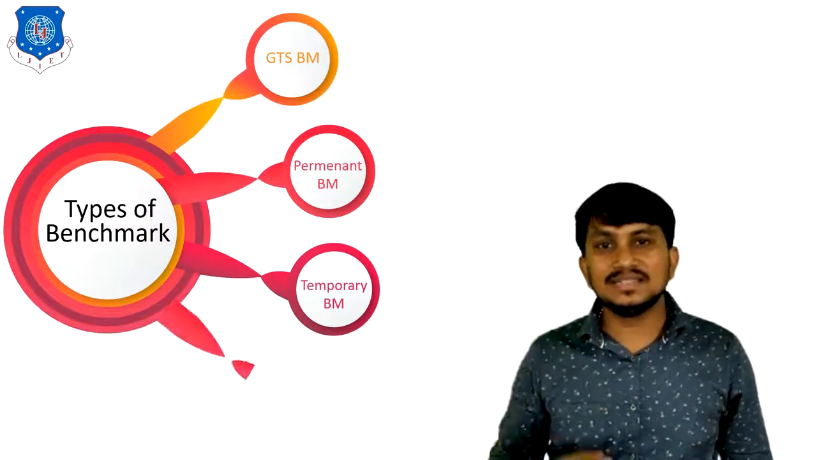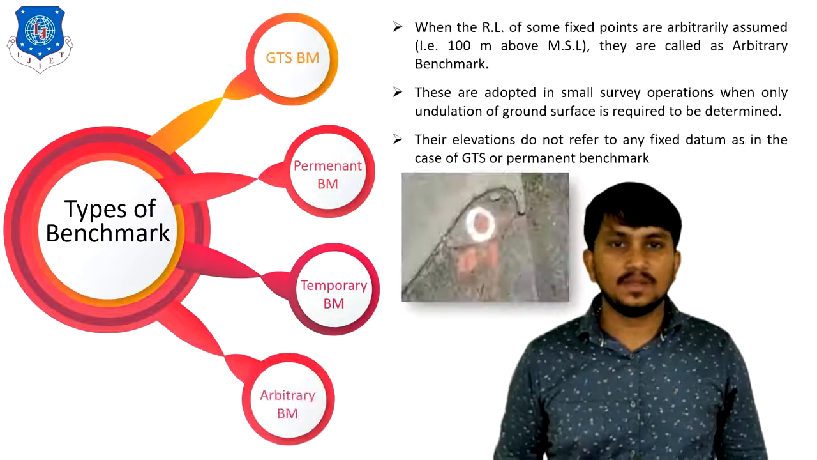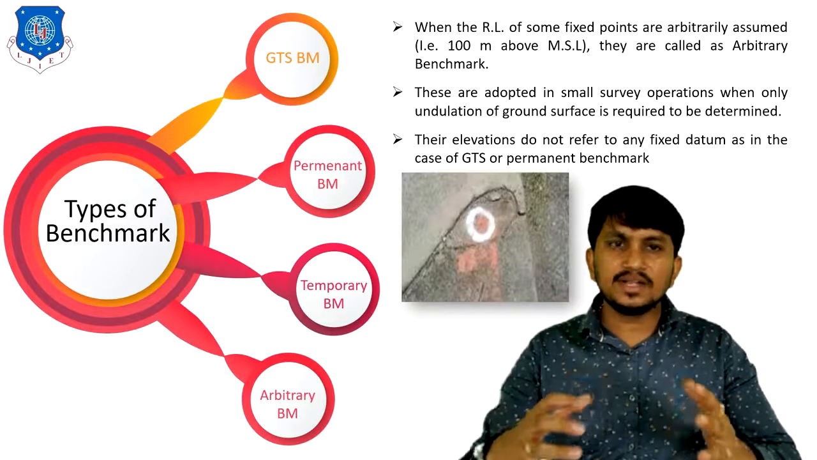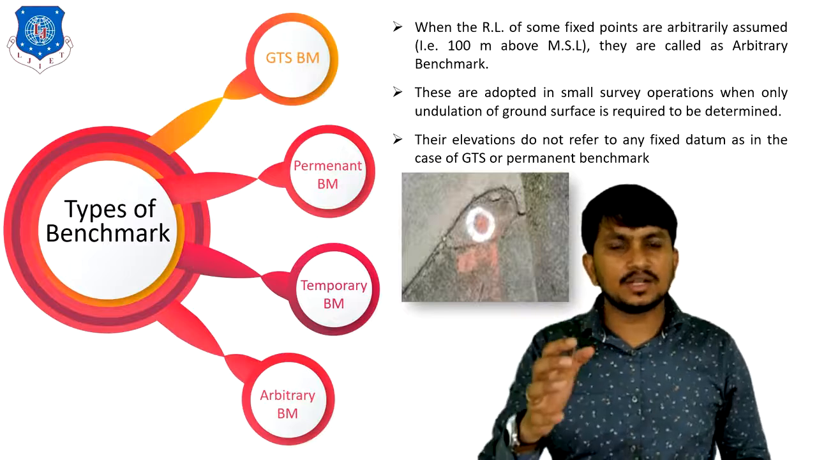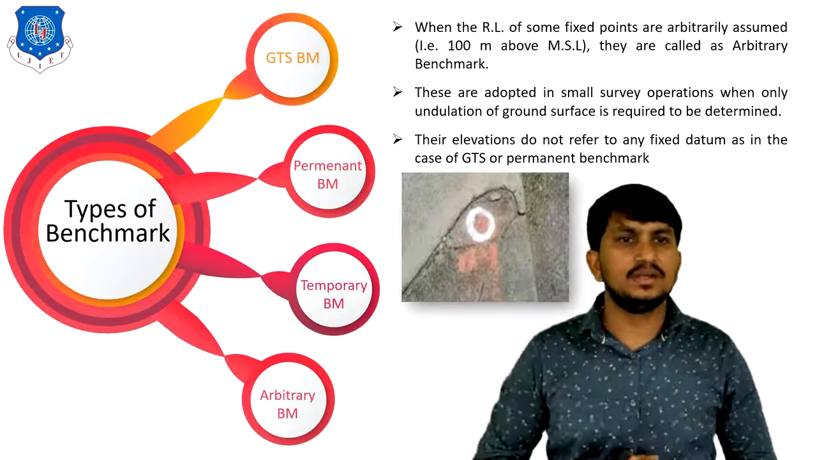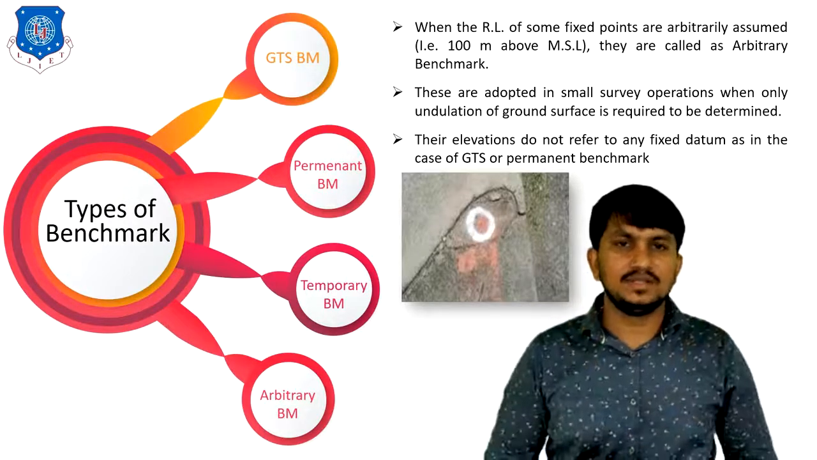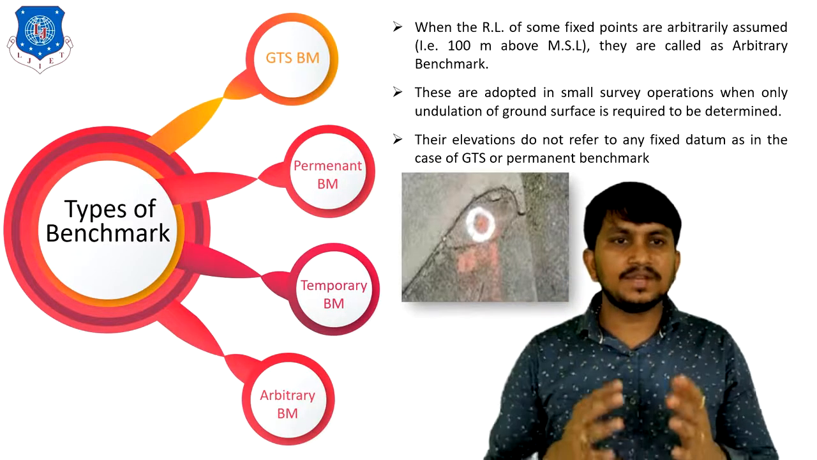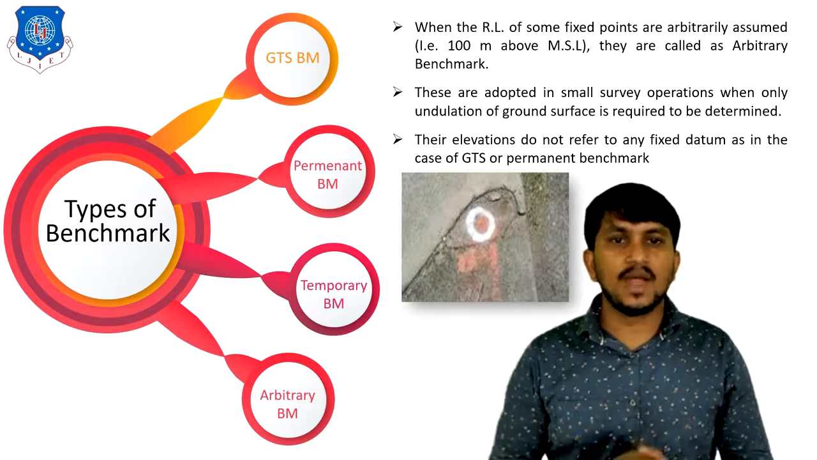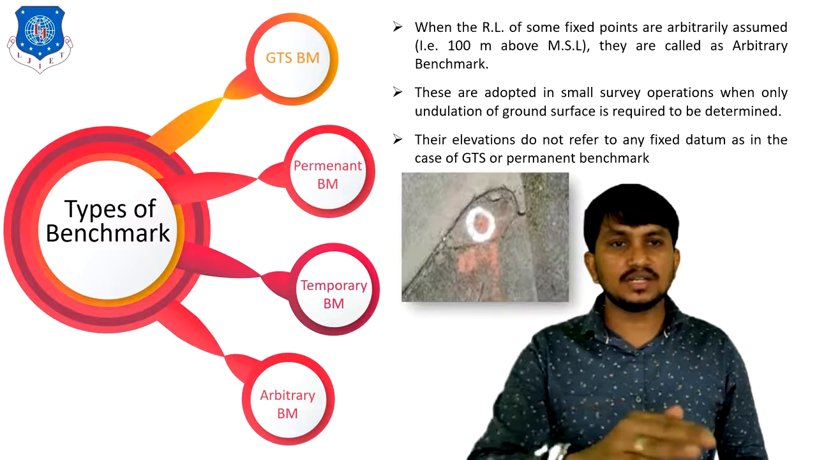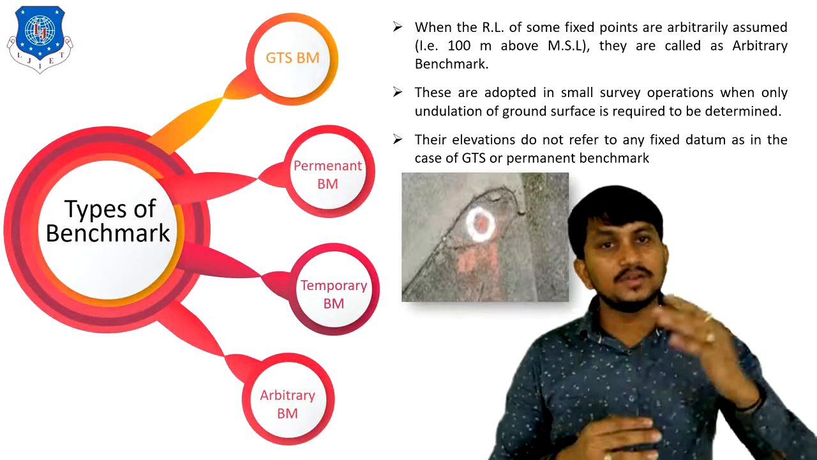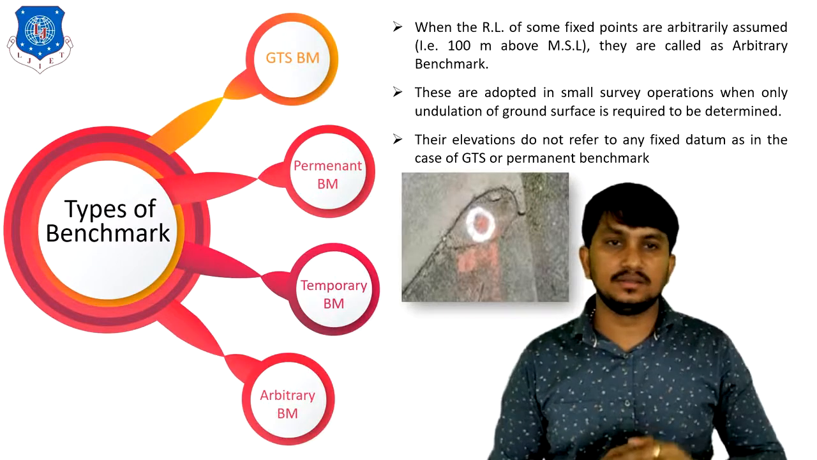And the last is the arbitrary benchmark. When the RL of some fixed point is arbitrarily assumed as 100 meters above MSL, mean sea level, it is called an arbitrary benchmark. It is simply termed an assumed benchmark. They are adopted in small survey operations when only the undulation of the ground surface is required to be determined. It is not related to the actual MSL.